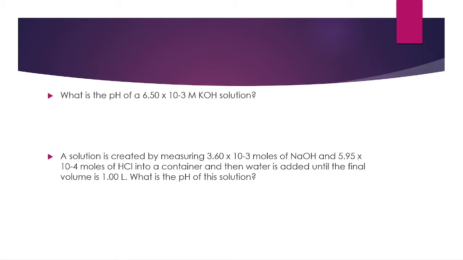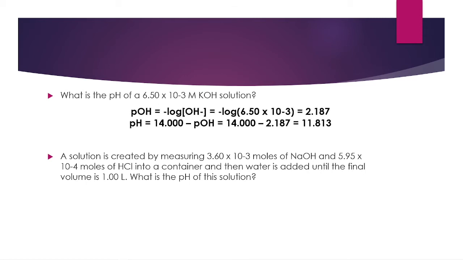All right, so first thing we are going to do is find the negative log of the concentration of OH minus. In this case, because we know it is a strong base, this is the concentration of the OH minus. So we get it straight from the question, and the negative log of that number is 2.187. Again, if you were looking into significant figures, it would be 2.2. And then pH is equal to 14 minus pOH. So 14 minus 2.187 is equal to 11.813.